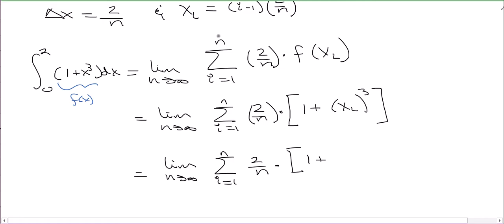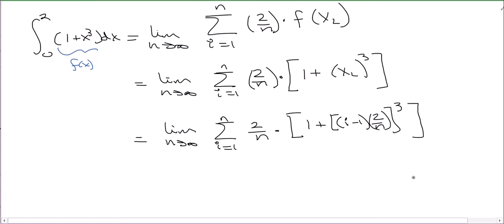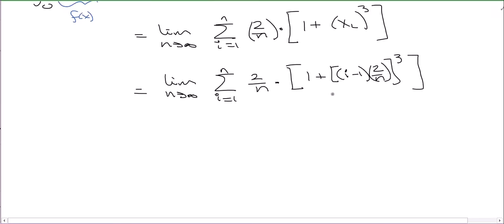So the left endpoint is, we wrote it up here, i minus 1 times 2 over n. So i minus 1 times 2 over n, cubed. You can probably simplify this to make it better, but let's try it down here. Sometimes if I multiply this, then you will have 2 terms and then cube that. So let's try it. This is the limit as n goes to infinity, i equals 1 to n of 2 over n times bracket 1 plus, and then this thing cubed.